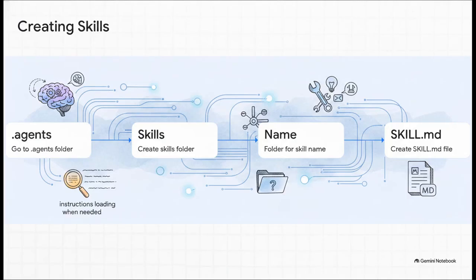Skills completely solve this context rot issue through a really cool concept Google calls progressive disclosure. Basically, the instructions only load when you actually need them. To set one up in your workspace, it's another super clean path. You just go to your .agents folder, create a skills folder, then a folder for your specific skill name, and finally a skill.md file right inside that.